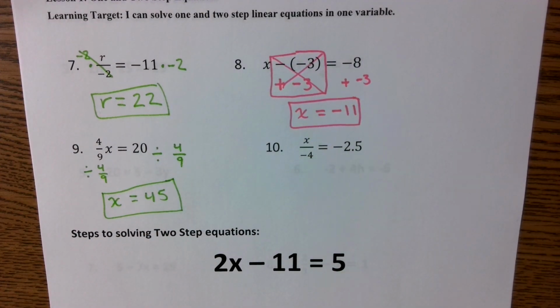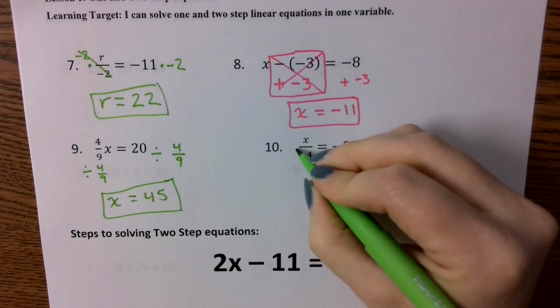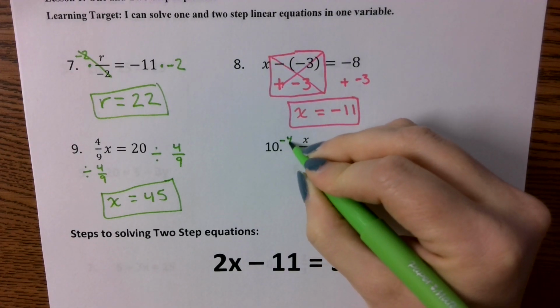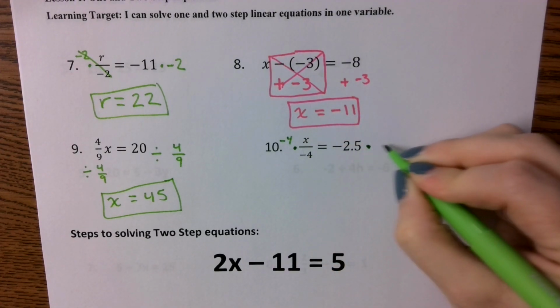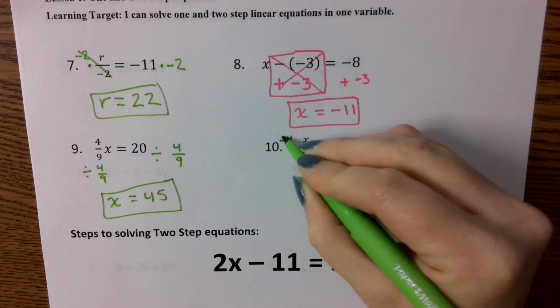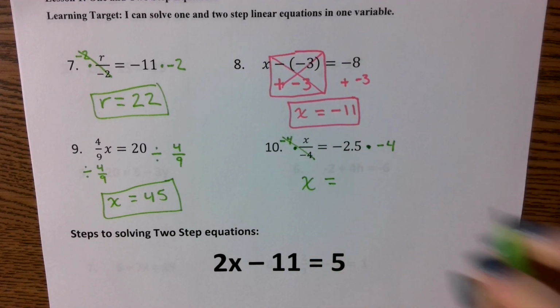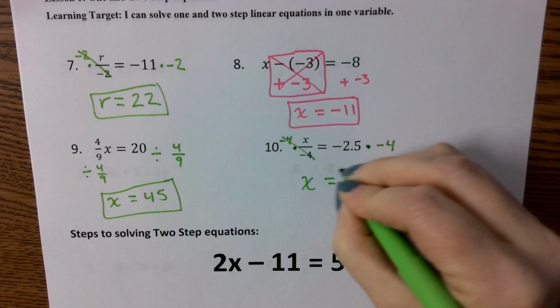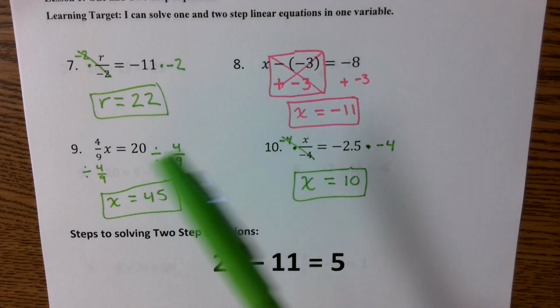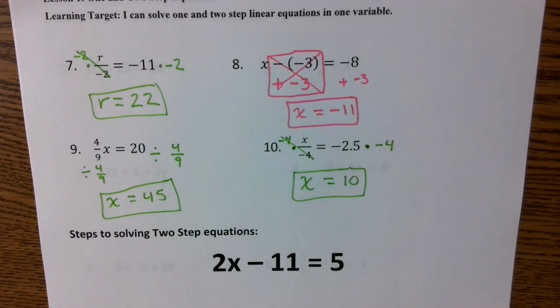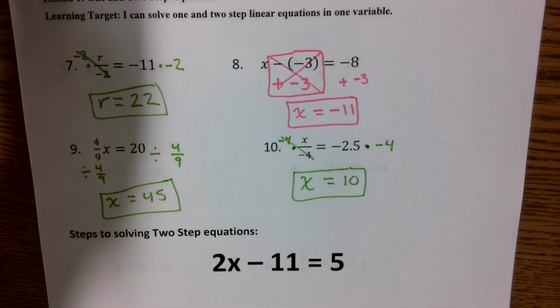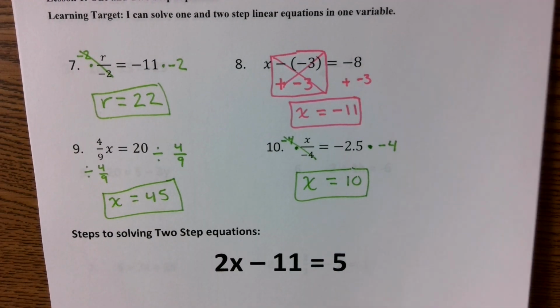And then for problem number 10, this is division. So the inverse operation is to multiply. So we're going to multiply both sides by a -4. X would now be isolated. And -2.5 times -4 is going to give you a +10. Okay, so you should have gotten 22, -11, 45, and 10. Go ahead and flip it on over to the two-step equations.